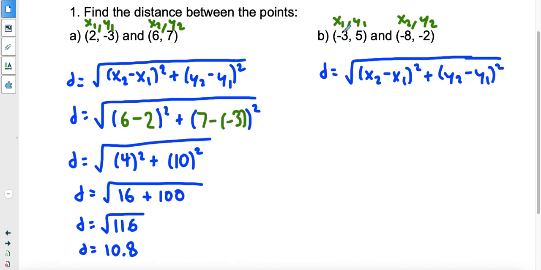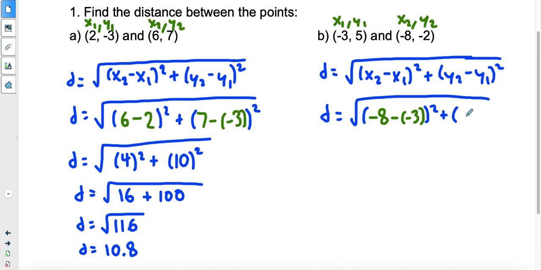Okay, so let's plug these points into my distance formula. The change in x, x2 minus x1, that's just negative 8 minus negative 3, all squared. The change in y, that's negative 2 minus 5, squared.